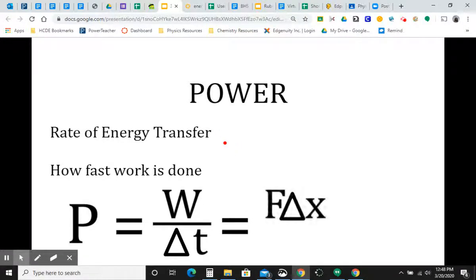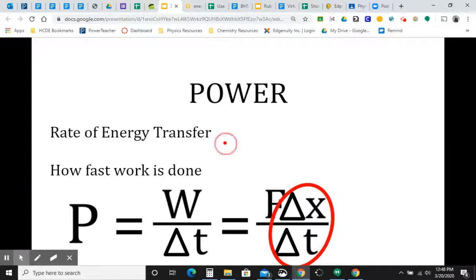We could also think, though, that work, we know, is force times distance, or force times delta x, which is a definition for work. And so I can plug that in and then divide by delta T again. There's another equation for power. But then we might also notice that delta x divided by delta T is the same thing as velocity. So I could rewrite this again as force times velocity, which would be a pretty nice little equation there.